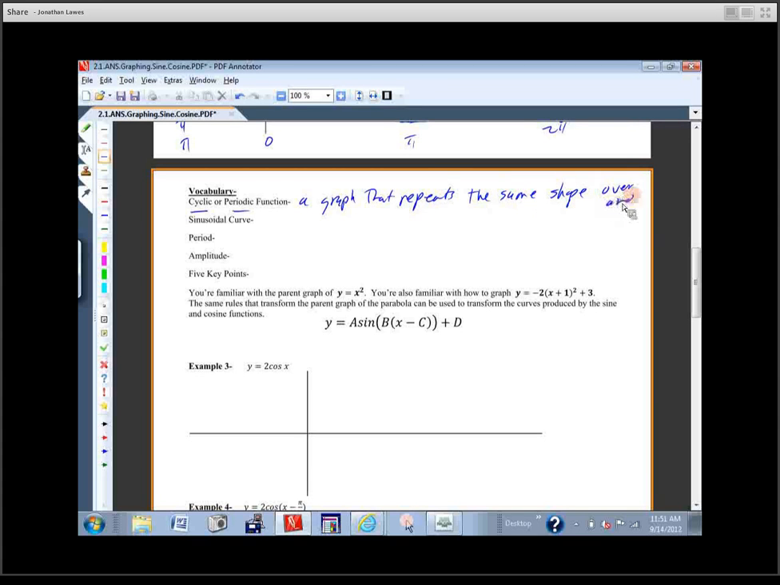Over and over and over. So that's a cyclic or a periodic function. Okay, then let's talk about the next word. This is kind of a funky word. This is what's called a sinusoidal curve. A sinusoidal curve. That's a fancy name for a wave function.